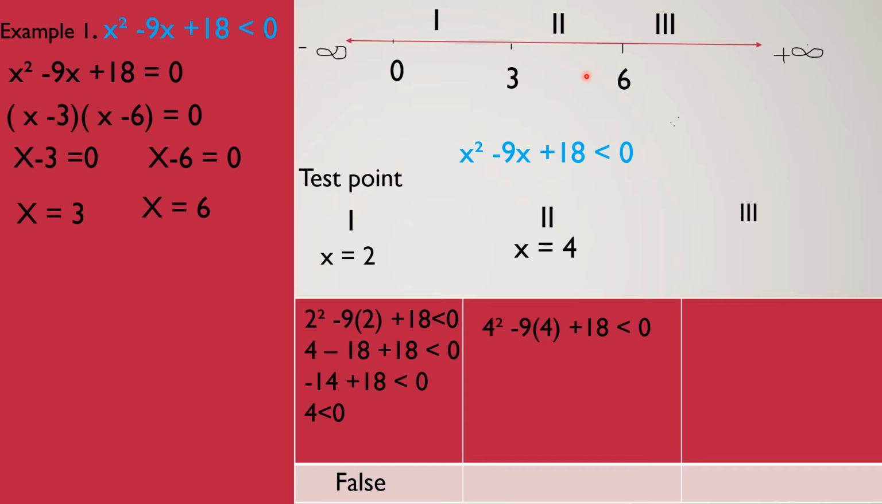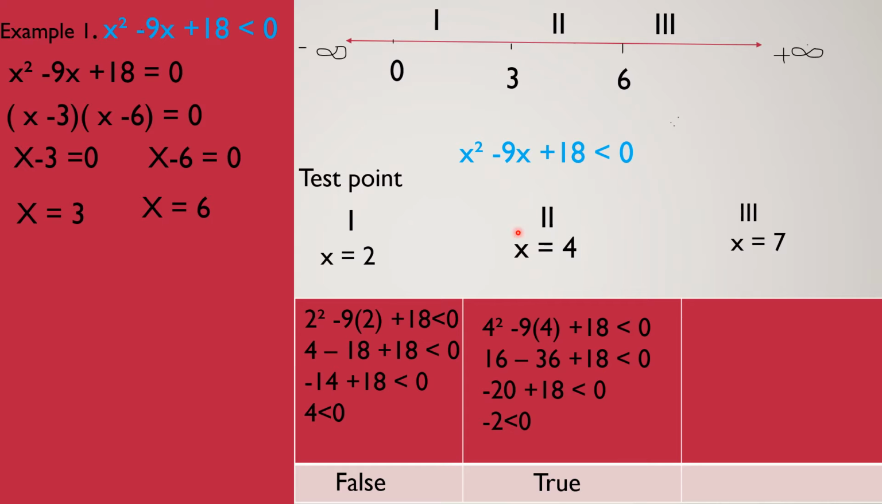So let's have 4. So again, substitute x by 4. Here is 4, and 4 squared is 16, minus 36 plus 18, less than 0. 16 minus 36 is negative 20, plus 18, less than 0. So negative 2 is less than 0, which is true.